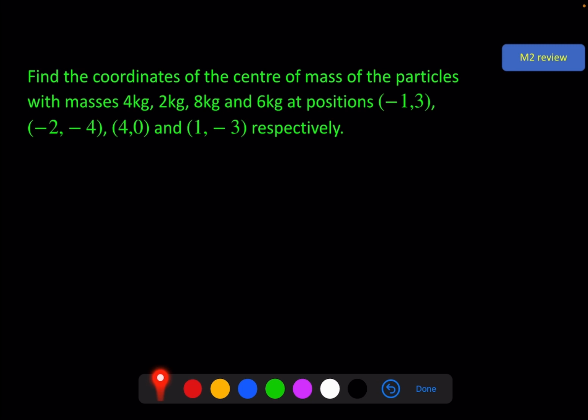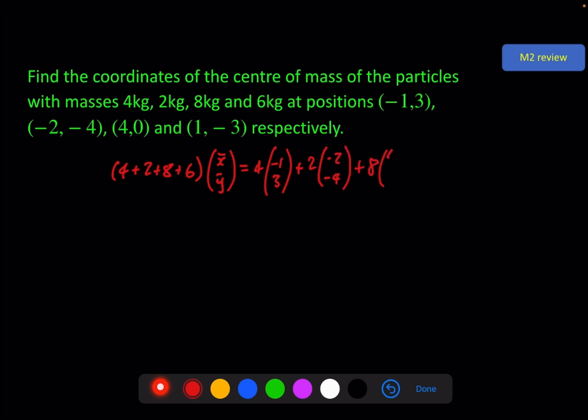This is very similar to one of the questions we had in the previous video, but I've changed it ever so slightly. So we've got on one side the total mass 4 plus 2 plus 8 plus 6 times the coordinates of the centre of mass, x bar, y bar, is equal to the individual ones: 4 times its coordinates, minus 1, 3, plus 2 times its coordinates, minus 2, minus 4, plus 8 times 4, 0, plus 6 times 1, minus 3.